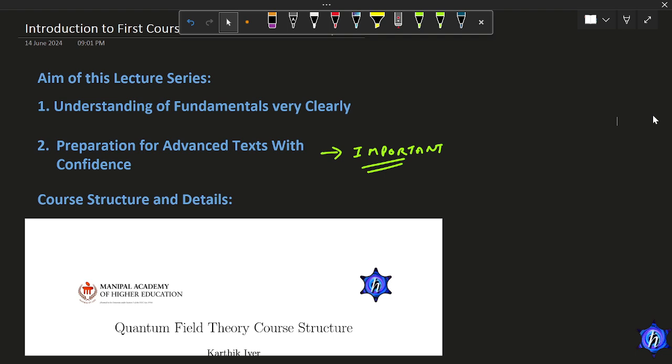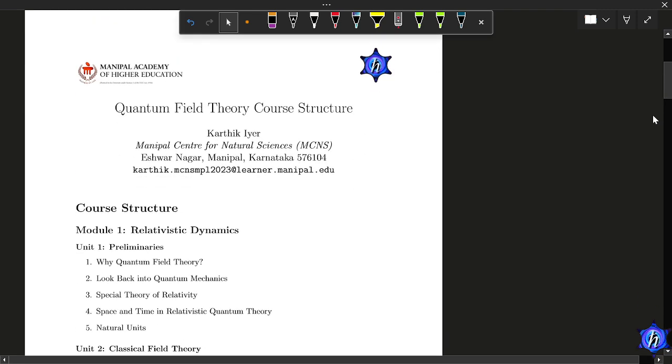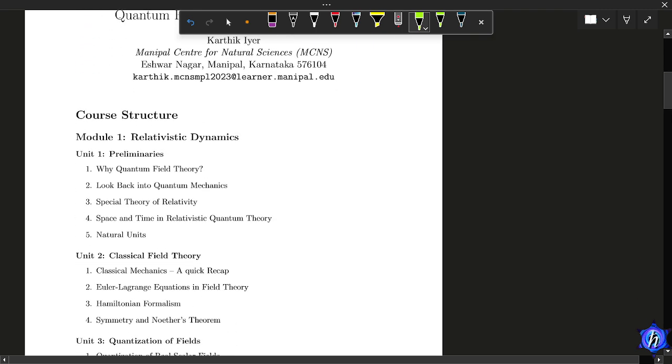Now, let's dive into the course structure. The course structure is divided into 5 modules. First module is relativistic dynamics. In Unit 1, we'll study why we need QFT. That's one of the important questions that we need to ask ourselves no matter what field of physics or science by extension that we are studying. Why do we need this subject? So we'll look into that.